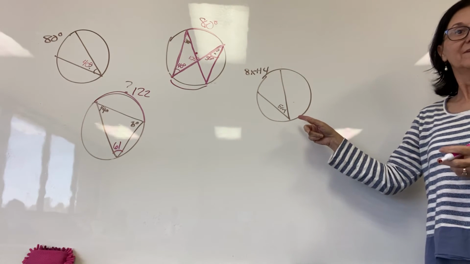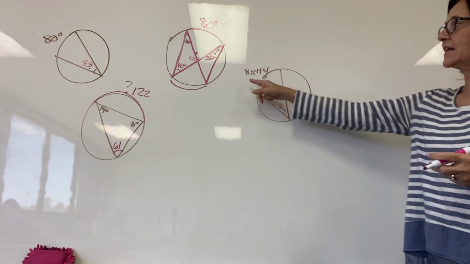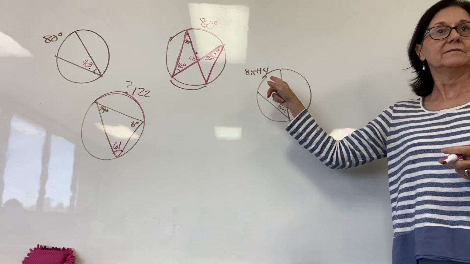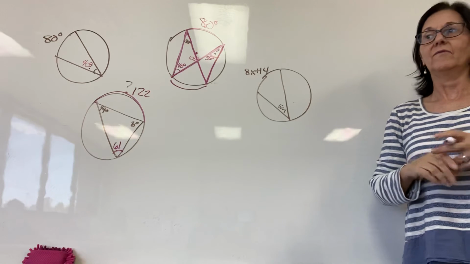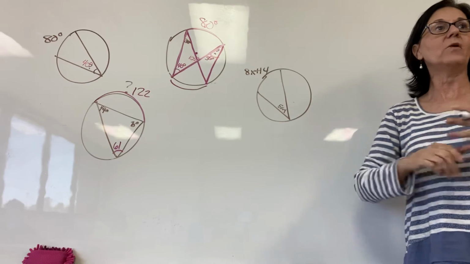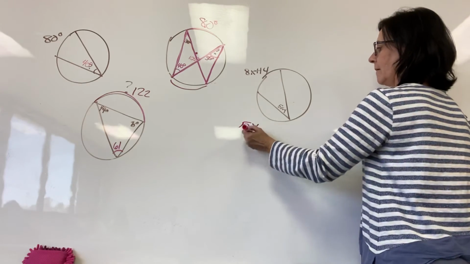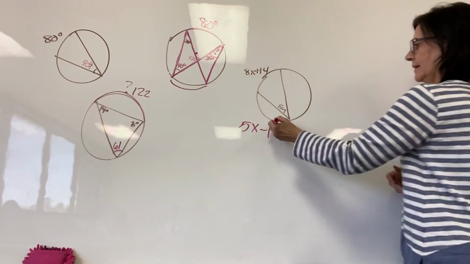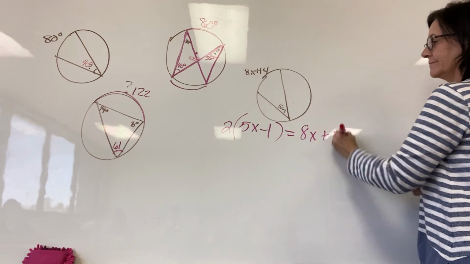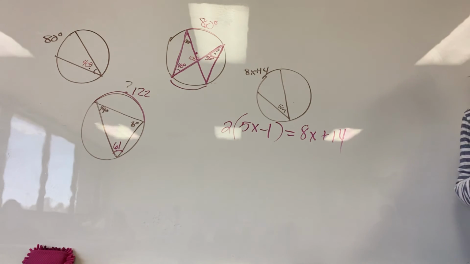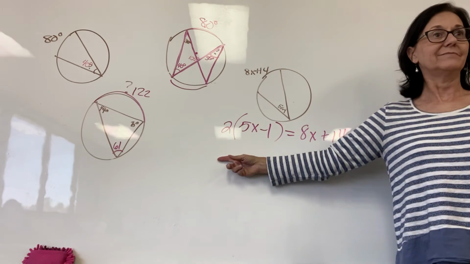Okay, now guys, how are we going to do this one? This says 5x minus 1, and this says 8x plus 14. So how are we going to figure that out? What's an equation? Go ahead, Hannah, tell me. 5x minus 1 times 2 equals 8x plus 14. That is correct. Good job. Because the arc is twice the angle.